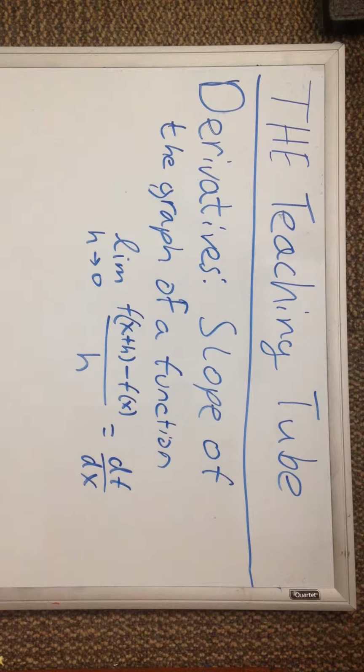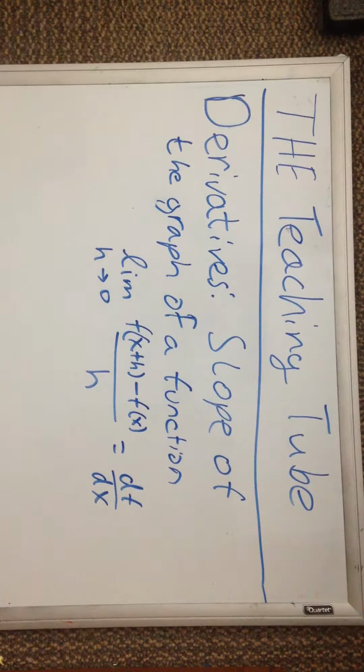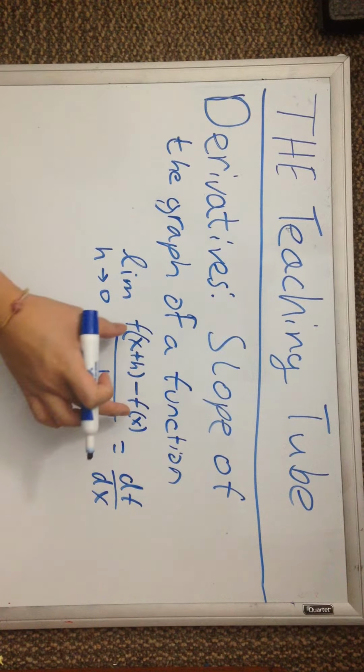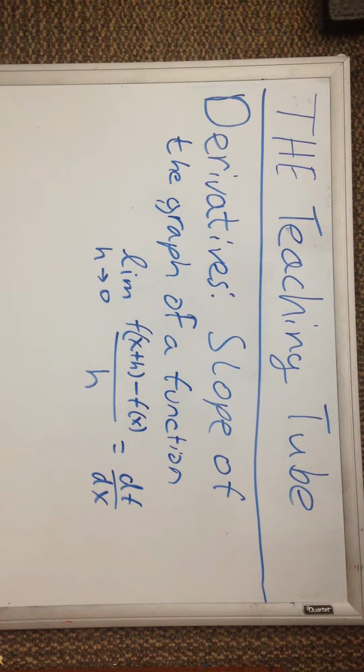Okay, so now we're going to look at an example using the definition of a derivative. So remember what a derivative is. It's the slope of the graph of a function. And so to get the slope of the function, we do a very small rise over a very small run, and that is defined as the derivative. Okay? And this is the notation for derivative.